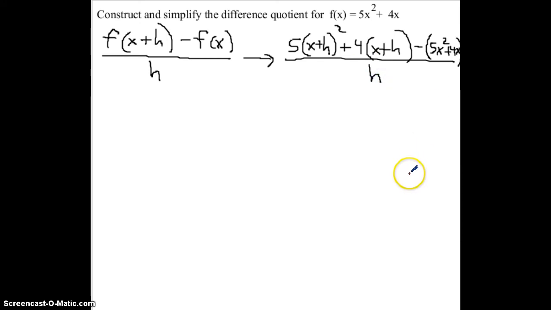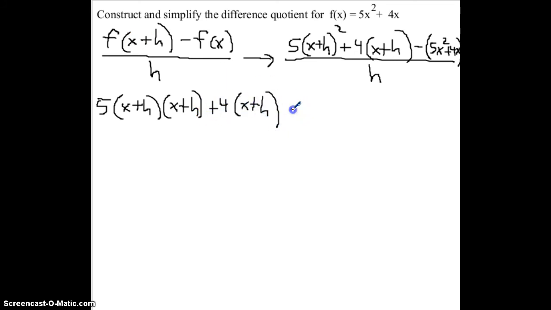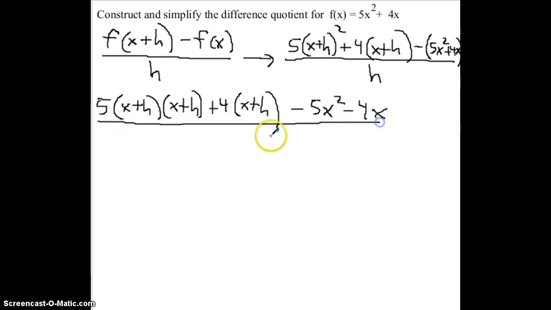Alright, so we need to do a lot of simplifying here. I'll come down here. I'm going to simplify this. So we would have 5 times the quantity x plus h times x plus h. That's the quantity x plus h squared. I just wrote it out. Plus our 4 times x plus h minus, be careful to distribute your negative here. So that would be minus 5x squared minus 4x all over h.